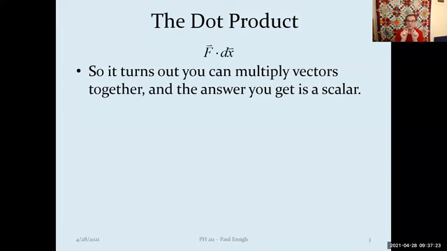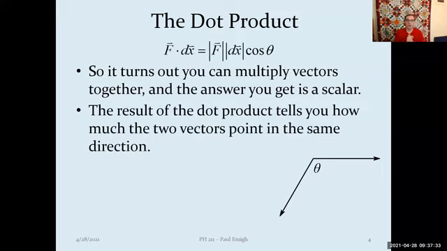And the result of the dot product is actually a scalar. Even though you put 2 vectors into the dot product, the result you get is no longer a vector, the scalar. The value of the dot product in this class is given by the magnitude of each vector, so the magnitude of f times the magnitude of dx, times the cosine of the angle in between the vectors.